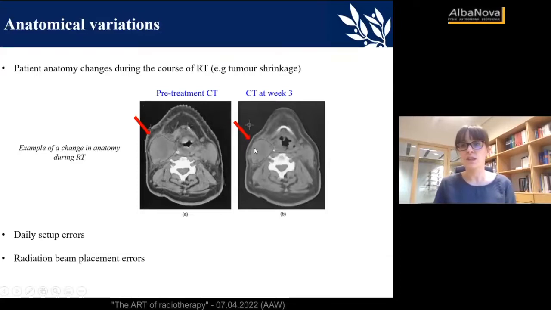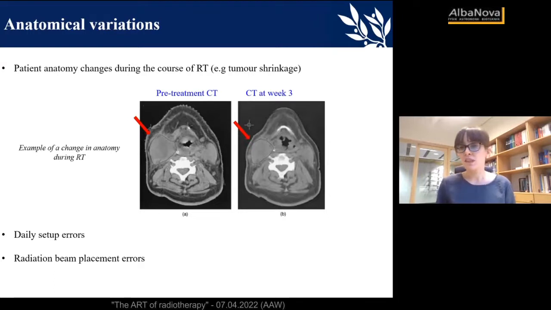So it would not be clearly a good plan for this patient at week 3, since we can see that there is a notable change in the anatomy of the tumor. There are several other sources of anatomy changes. This one is shown in the order of weeks, but there are changes in the anatomy that could be on the order of minutes or days. Another source of variation in the anatomy is, for example, filling of some organs, like changes in the bladder filling during the treatment and so on.